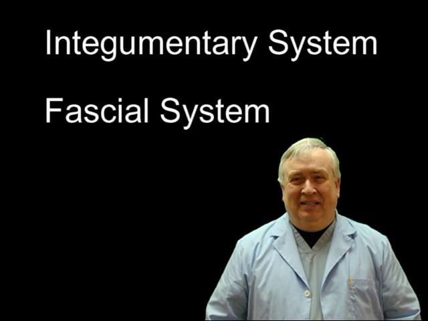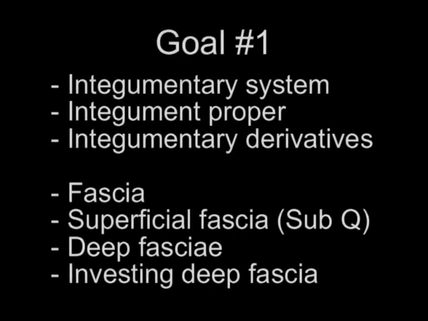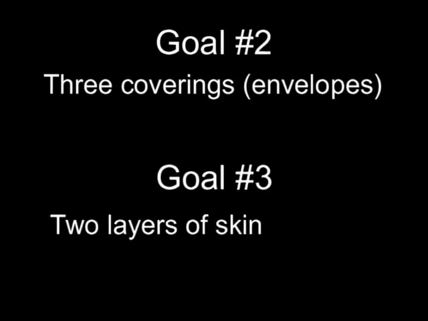Welcome to Lesson 3 of the Basic Human Anatomy course. Today we'll be studying the human integumentary and fascial systems. I have 5 goals for you in this lesson. First, I want you to be able to define the terms integumentary system, integument proper, integumentary derivatives, fascia, superficial fascia or the subcutaneous layer, deep fascia, and investing deep fascia.